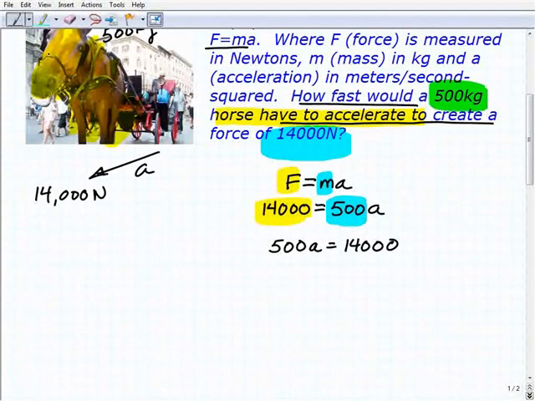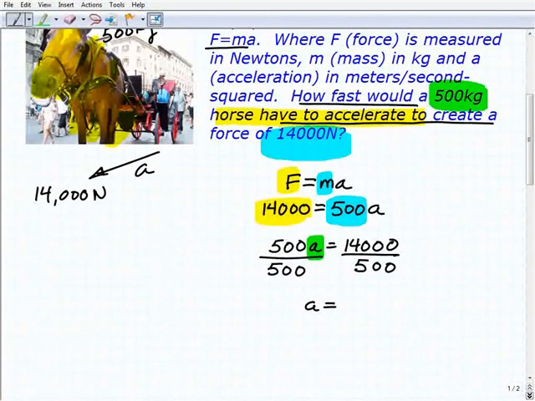So how do we solve for A? What did we learn in the lesson to solve for this variable? Well, we're going to have to use an inverse operation, and because this is multiplication, because this is 500 times A, we're going to have to divide both sides of the equation by 500. So we'll get A is equal to 14,000 divided by 500.